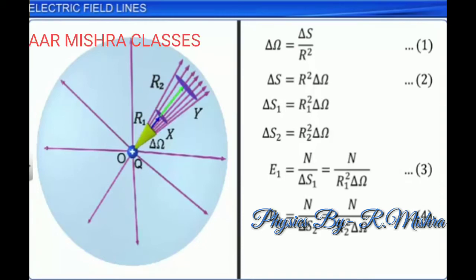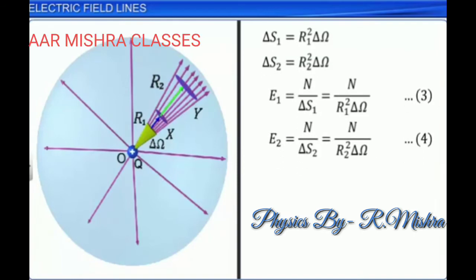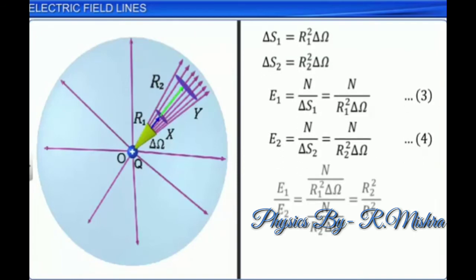If we divide equations 3 and 4, we see that the ratio of the electric field strengths at X and Y is equal to R2 square by R1 square. Hence, we can conclude that the electric field strength due to a point charge varies inversely to the square of the distance from the charge.